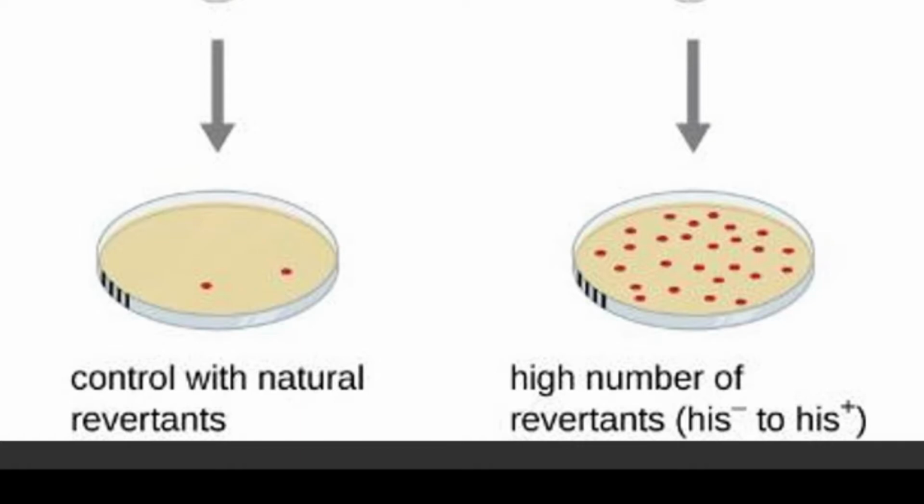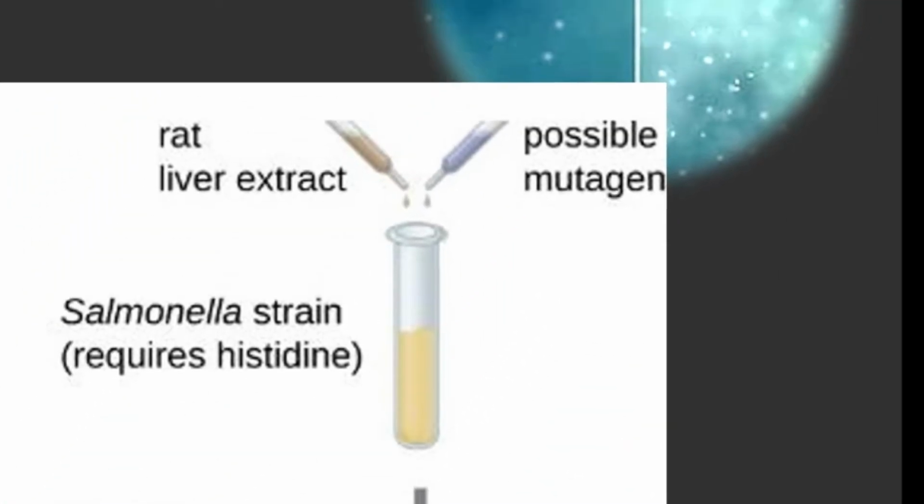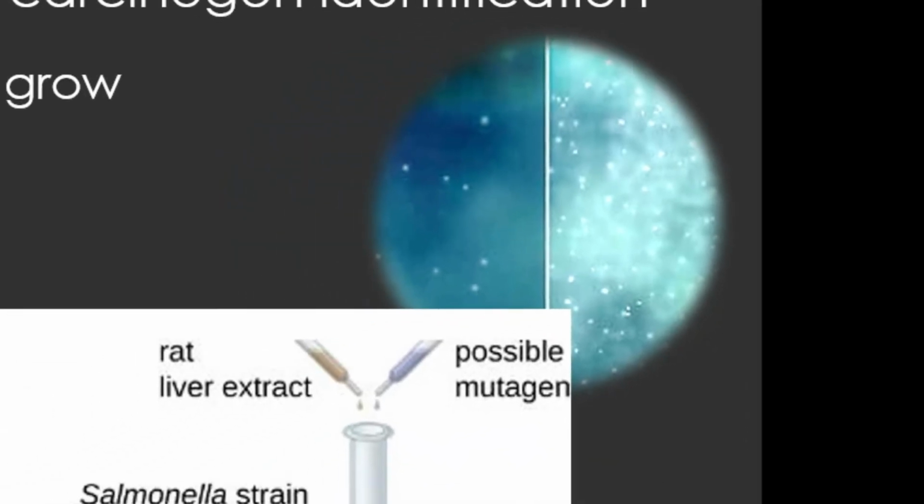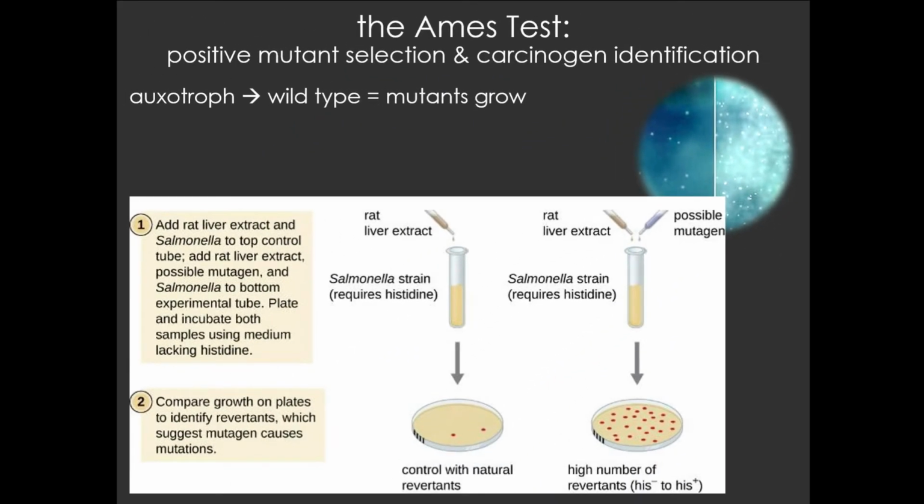And if you look up in the corner there, you'll see two sides of a plate, one where organisms who have not been exposed to mutagen have been grown on a histidine lacking medium, and on the right, organisms who have been exposed to a mutagen. So you can see, though there is a baseline spontaneous mutation rate, it's much, much higher on the side where the mutagen has been included in the experimental protocol.